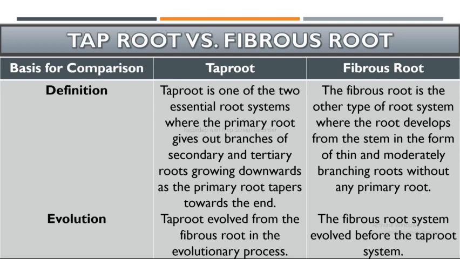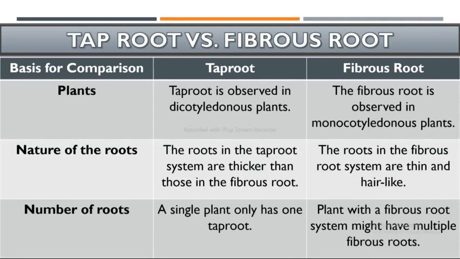Next basis for the comparison is evolution. The taproot evolved from the fibrous root in the evolutionary process. Fibrous root system evolved before the taproot system. Next basis for the comparison is plants. Taproot is observed in dicotyledonous plants. The fibrous root is observed in monocotyledonous plants. Next basis for comparison is nature of the roots. The roots in the taproot system are thicker than those in the fibrous root. The roots in the fibrous root system are thin and hair-like.